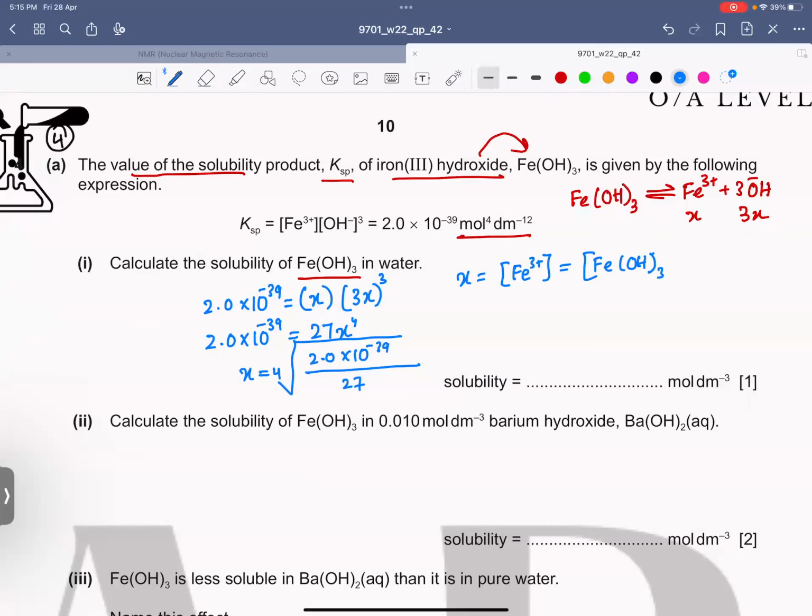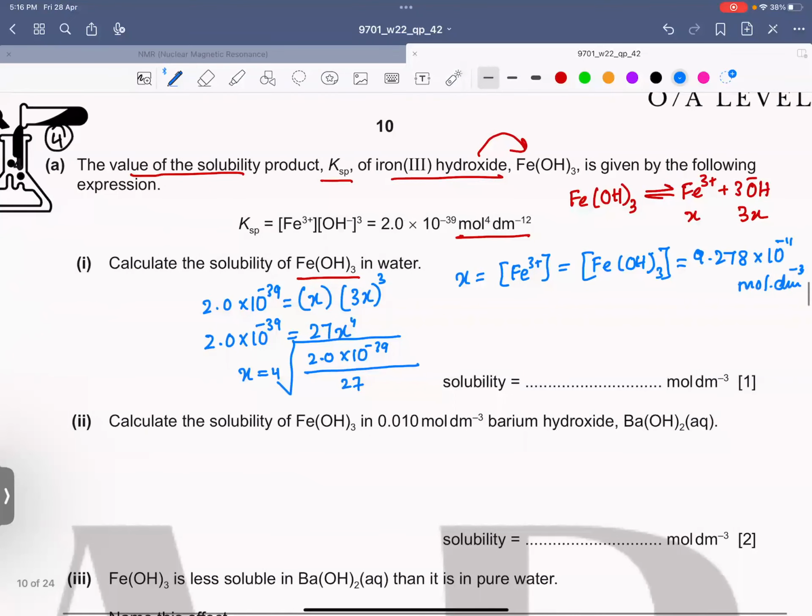So can you tell me the answer? Sir, 9.3 into 10 to the power negative 11. Sorry, can you repeat? 9.278 into 10 raised to the power negative 11, and the concentration would be in mole per dm cube. Here I normally write in 3 significant figures, so it would become 9.28 exponent minus 11 mole per dm cube. Okay, the unit is written. Is this understandable to everyone? If anyone has any doubt in it, kindly ask.